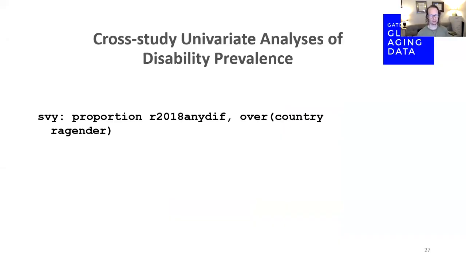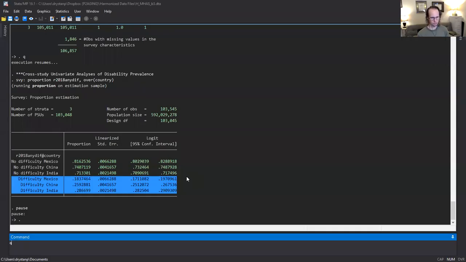So this is where we're going to look at the difference in difference, or a difference in one country versus a difference in another country. We can do that with a really comparable statement inside of Stata, which is svy: proportion r2018 anydiff. In our over option here, we're going to say over country and gender. We have three countries and two genders in each of those countries, so we're going to get six estimates.